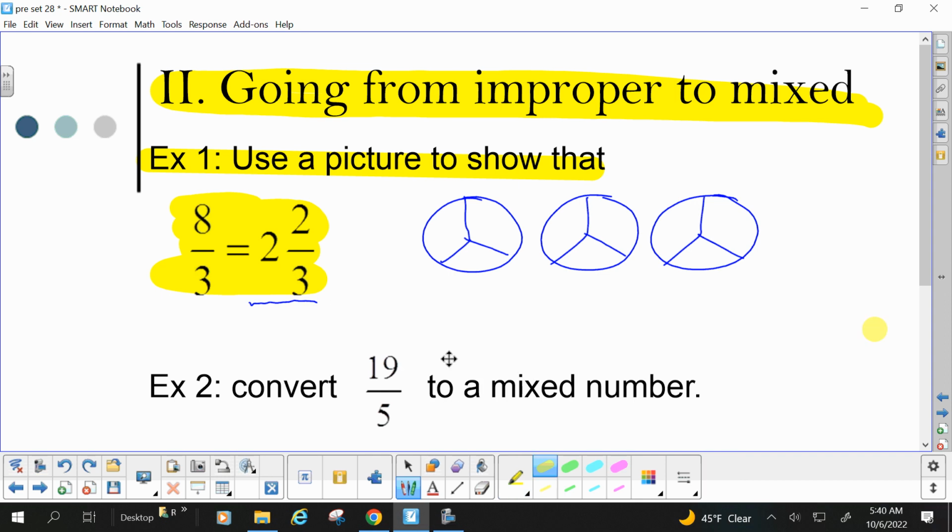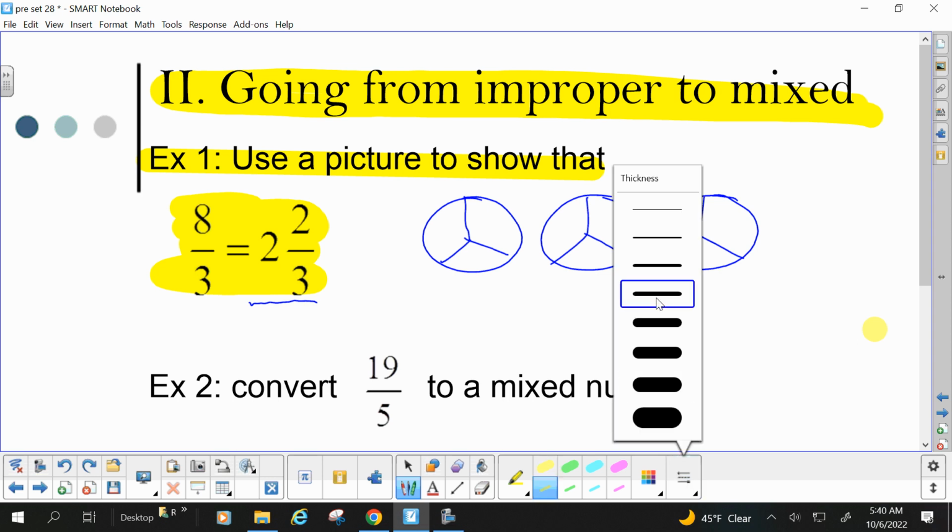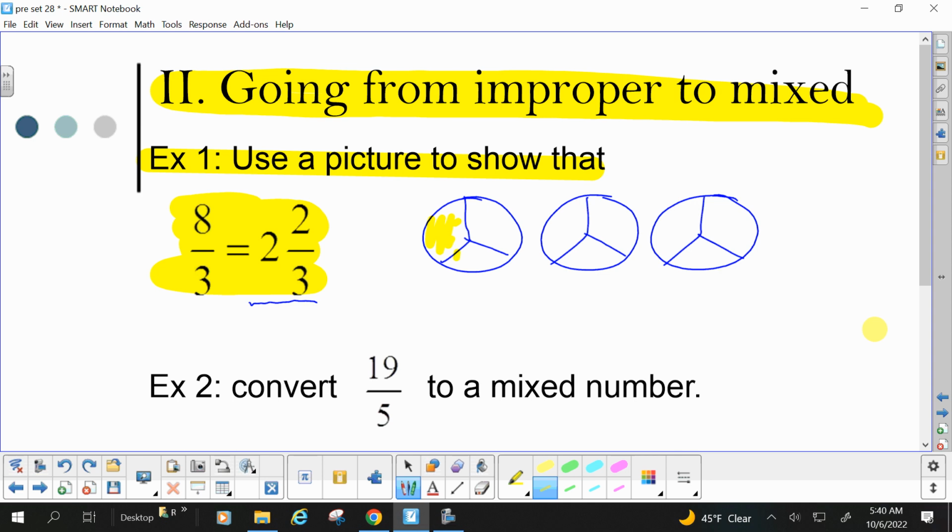If I shaded 8 of those parts, because we're dealing with 8/3, then I would have 1, 2, 3, 4, 5, 6, 7, 8. Now in shading 8 of those parts, I also showed that I have 1 whole, 2 wholes, and 2 of 3 parts, 2 and 2/3 left over. So that's an example of how you could show 8/3 and 2 and 2/3 are the same.